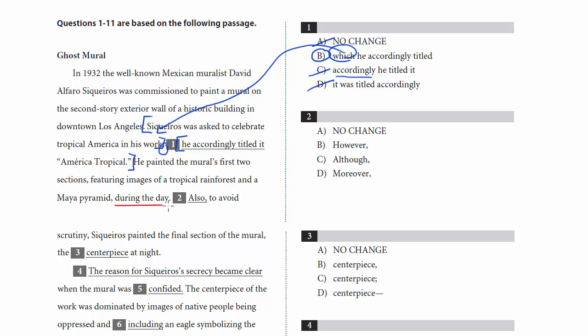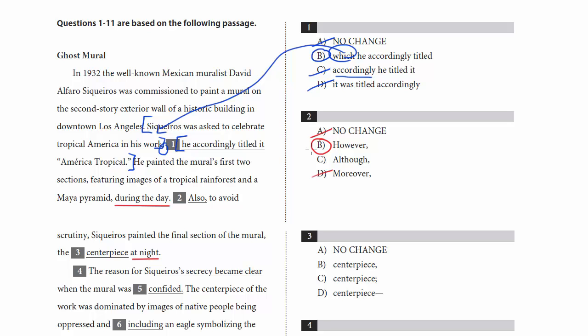He did this painting during the day, but in order to avoid scrutiny, he painted this part of the mural at night. So we're looking for something more along the lines of contrast rather than something like also or moreover. Also or moreover, they don't show that contrast, that, well, he did this during the day, but he did this at night. And the one that shows contrast here and fits grammatically is B.